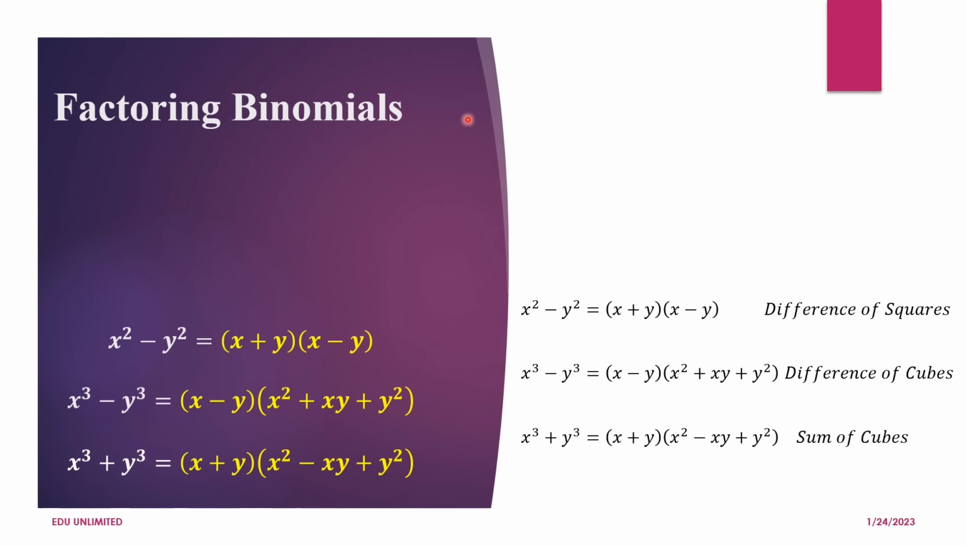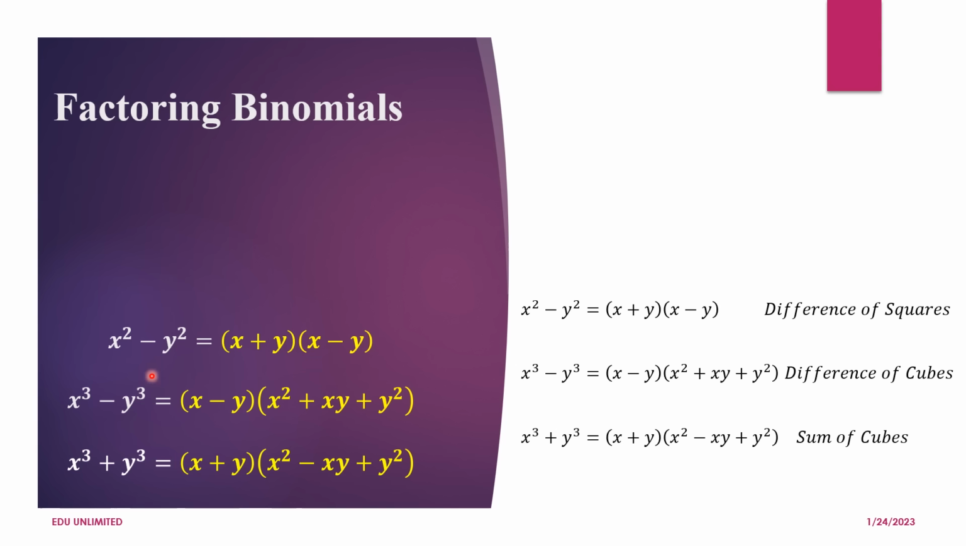So on this side, as we factor binomials, we have three formats. The first one reads x squared minus y squared is equal to open bracket x plus y close bracket open bracket x minus y close bracket. On this side here, we see that's the difference of squares.